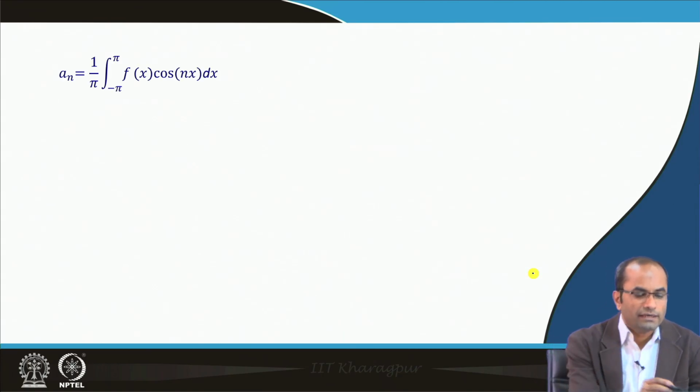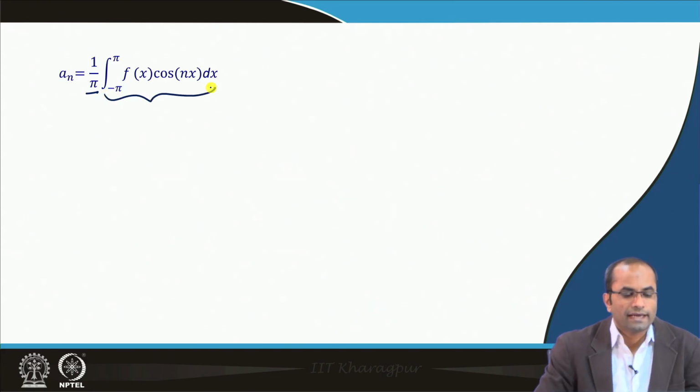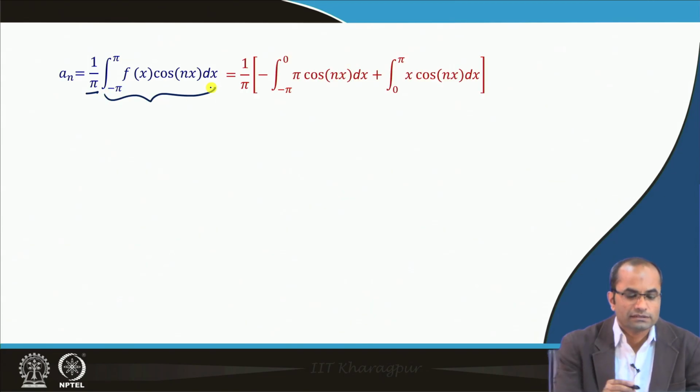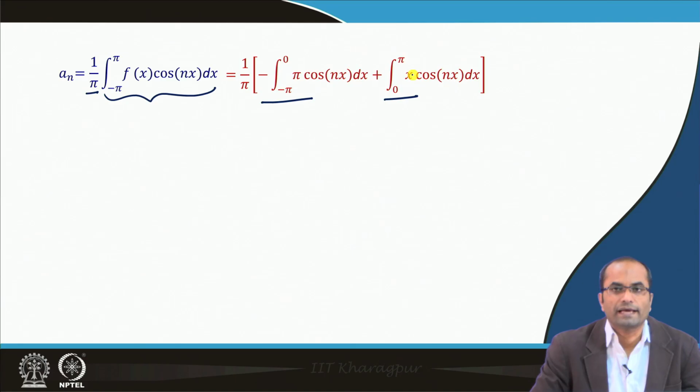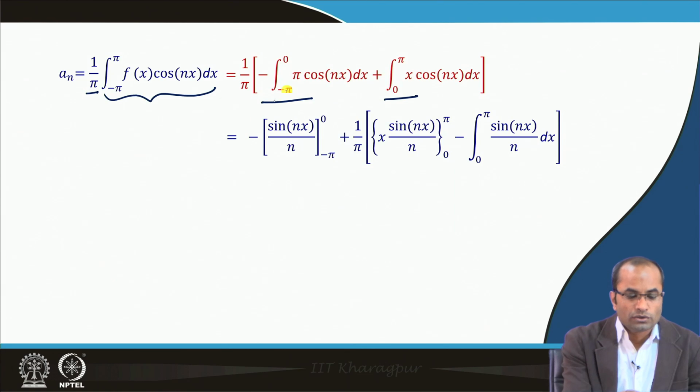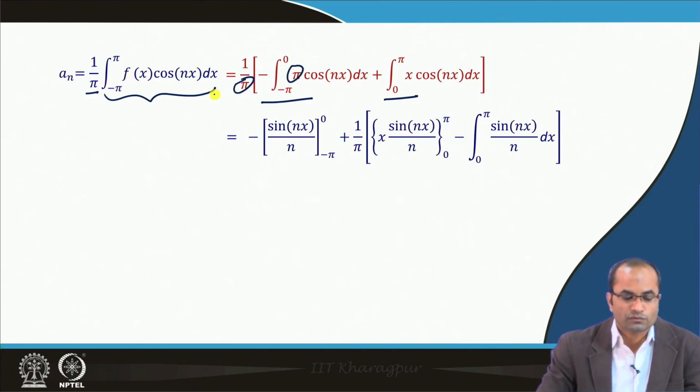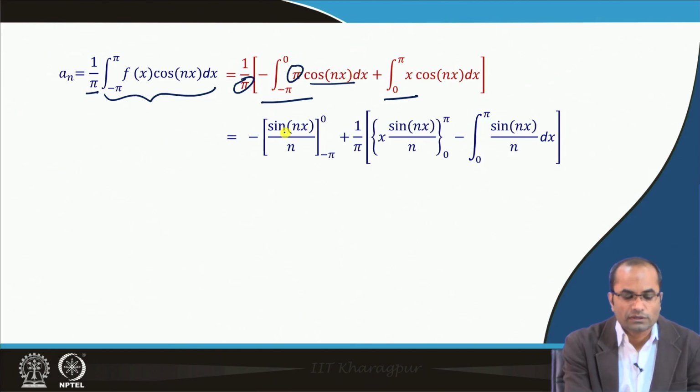So, for a n we have this formula: 1 over pi and this f(x) cos n x. So, again f(x) is given as minus pi in the range minus pi to 0, and from 0 to pi it is given as x. So, we need to compute now these two integrals. For the first one, this pi and this pi get cancelled, so we have not written here the 1 over pi. We have cos n x, so that will be sin n x over n, and the limits minus pi to 0.